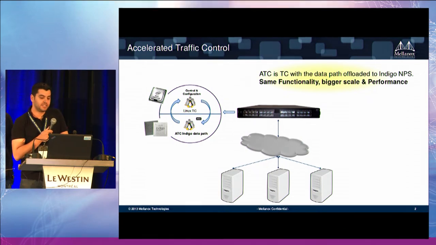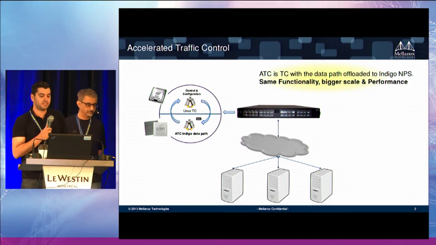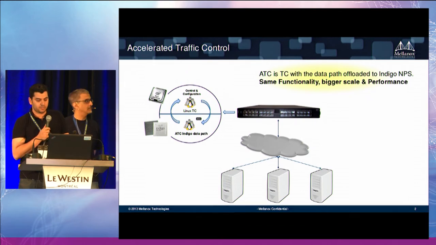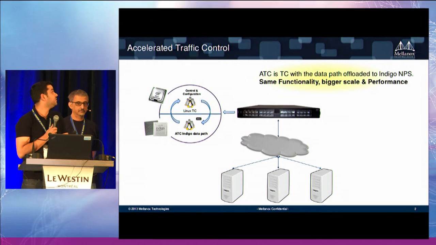In this slide, you can see the box that we developed the solution on. The box has an Intel CPU, which is responsible for all control, configuration, management, and initialization of the Indigo platform, and also responsible for everything that happens inside the box. The Indigo platform itself is only responsible for the data path. It runs the data path only. So all traffic incoming to the box is handled only by the Indigo platform and not by the Intel CPU.